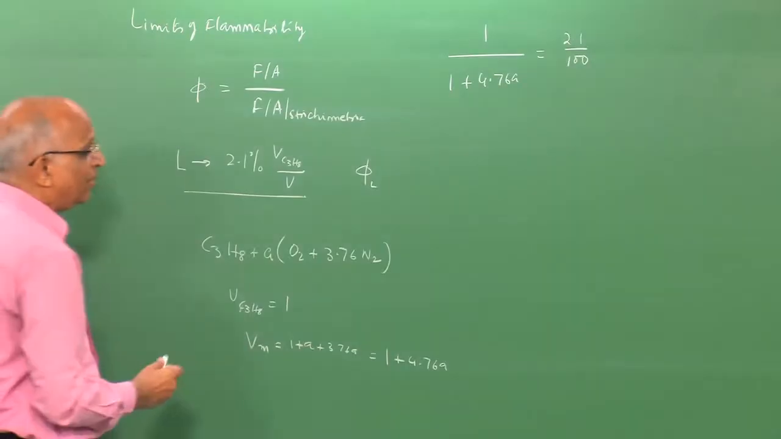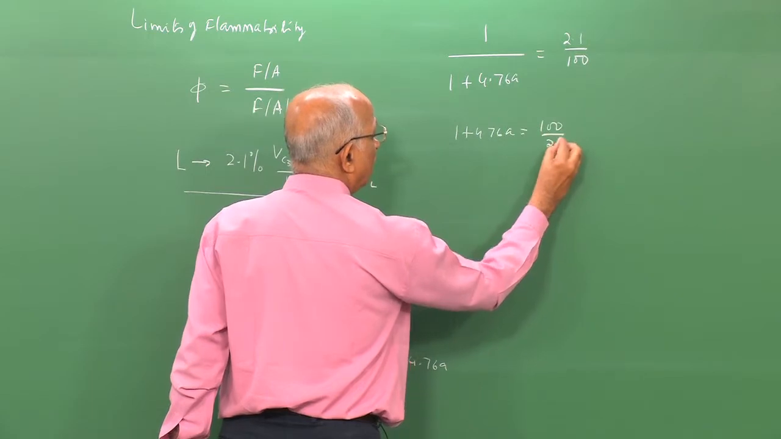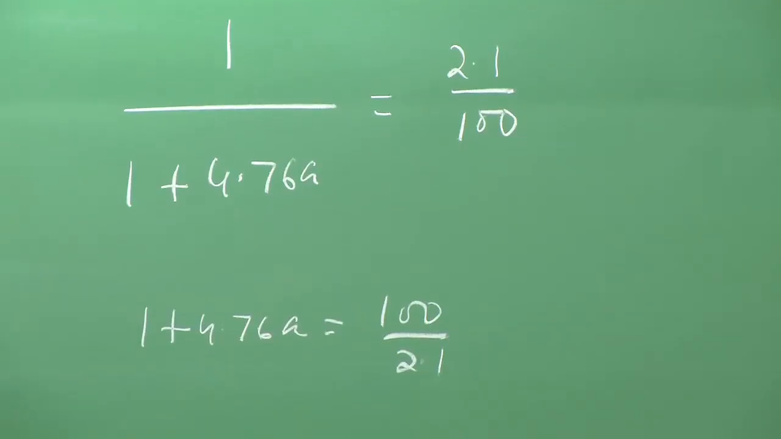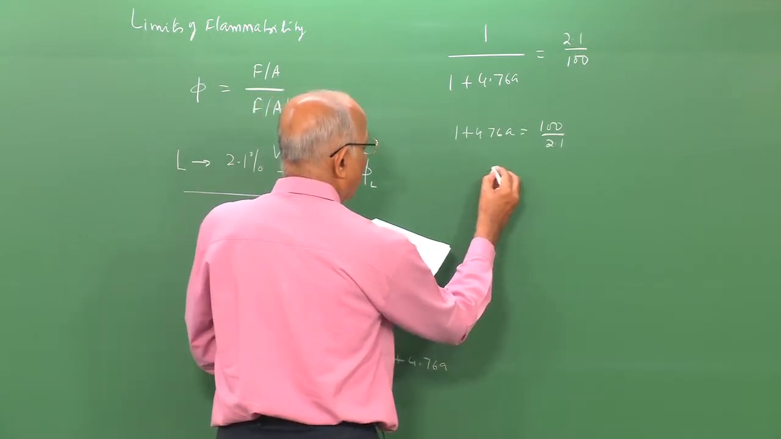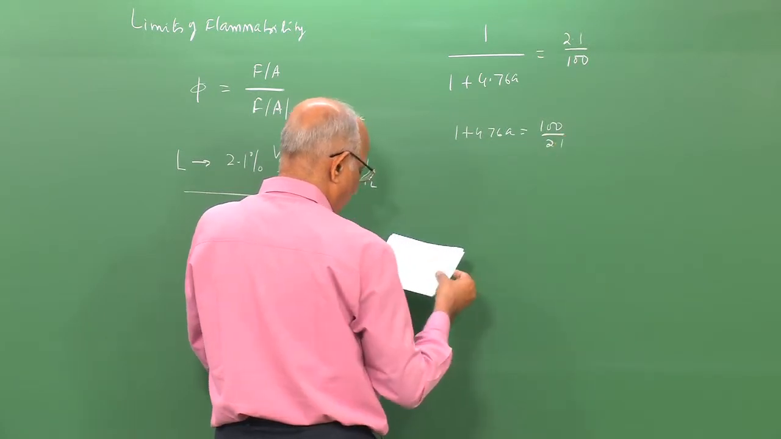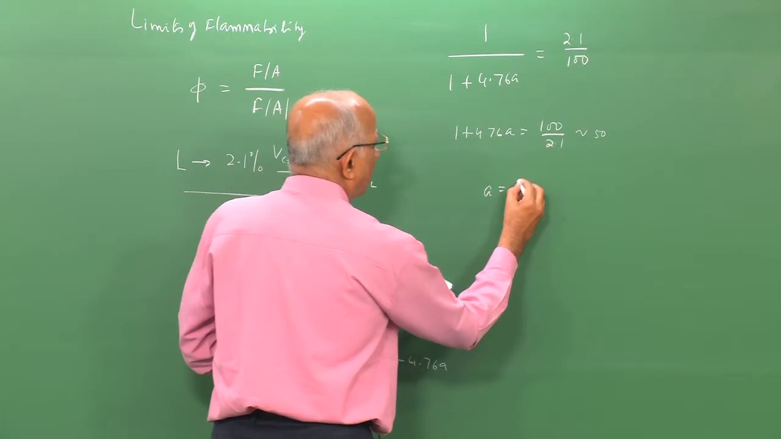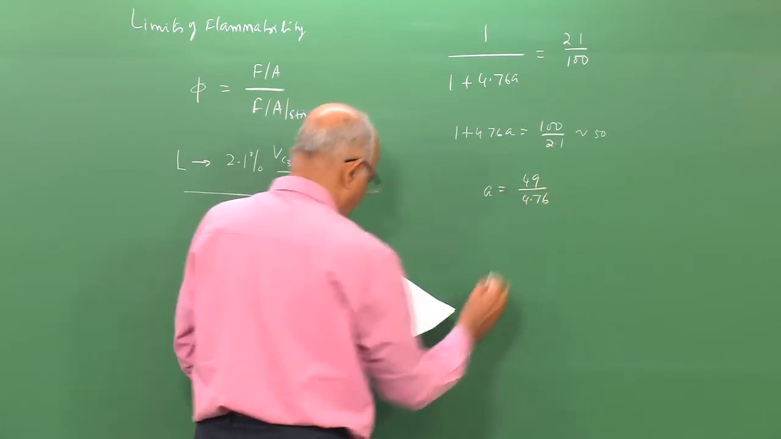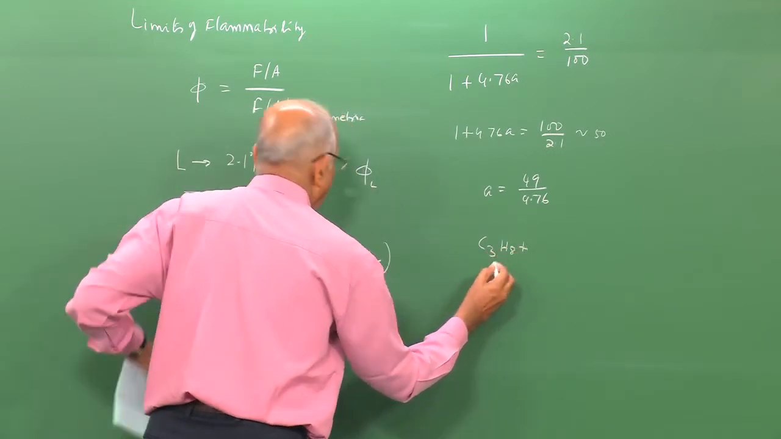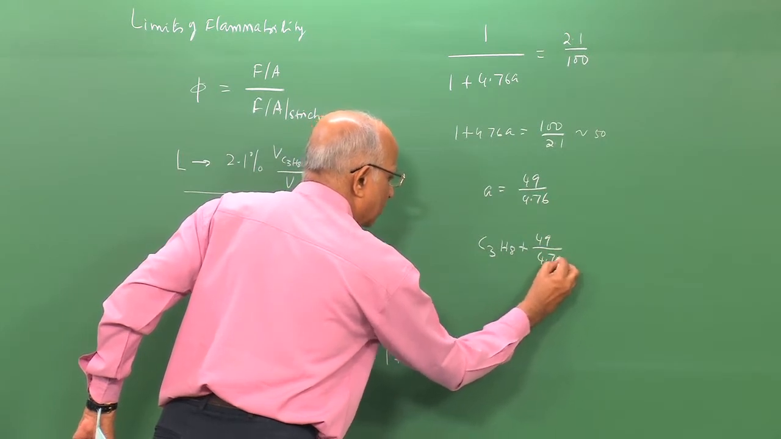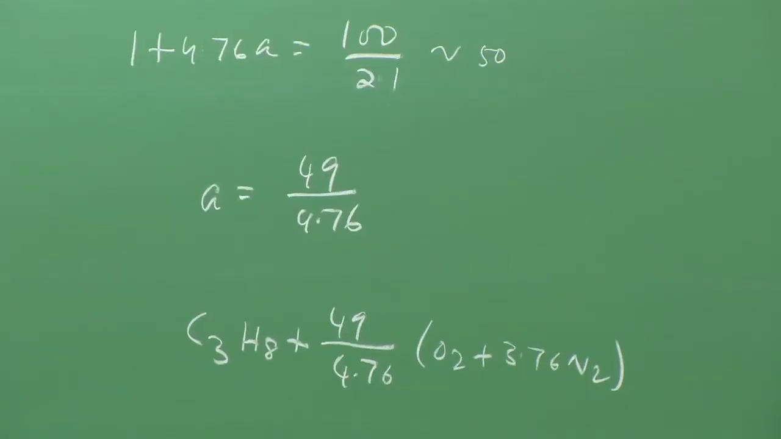Now I solve for A from this equation. I get 1 plus 4.76 A is equal to 100 by 2.1. If I simplify it, I will just give you the result here. 4.76 A is equal to 100 by 2.1 minus 1, which is approximately 49 after approximating it as 50. Therefore, A is 49 divided by 4.76, and my equation at the lean limit of the mixture is C3H8 plus 49 by 4.76 of oxygen associated with the nitrogen which comes with it. This is my equation at the lean limit.